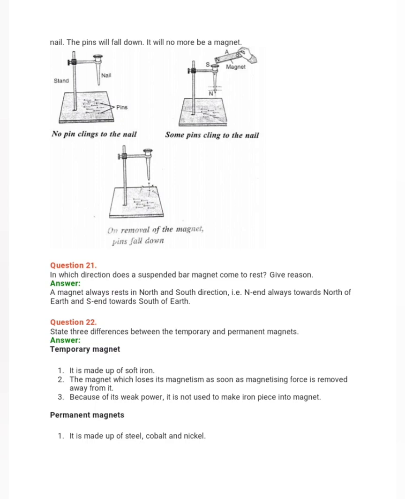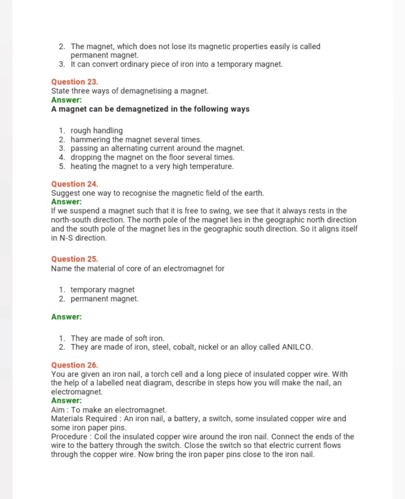Permanent magnets. Number 1. It is made up of steel, cobalt and nickel. Number 2. The magnet which does not lose its magnetic properties easily is called a permanent magnet. Number 3. It can convert an ordinary piece of iron into a temporary magnet.